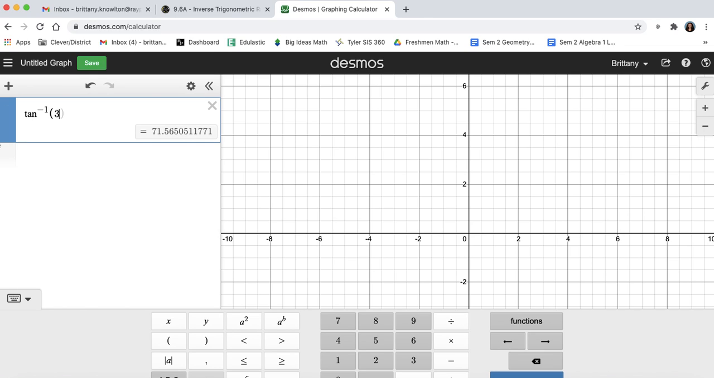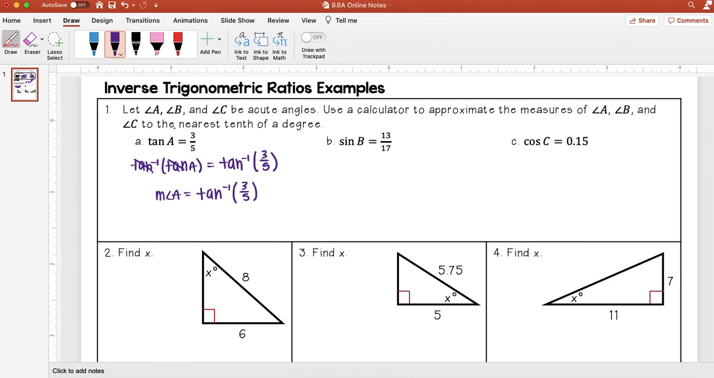So I'm just going to do 3, the slash button, which is the same key as your question mark, and 5. And I see that I get 30.96375, and so on. I want to round this to the nearest tenth, so I look at 6. I see that means I need to raise my 9 up 1, so this is going to become 31 degrees.